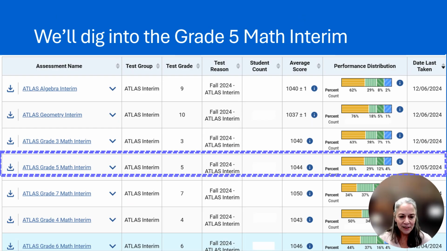I'm going to dig into the grade 5 math interim just because I've taught grade 5 math. I've taught math at a lot of different grade levels, but it's just kind of fun. I enjoy the concepts at that, and so I relate really well to it. So we're going to dig in.